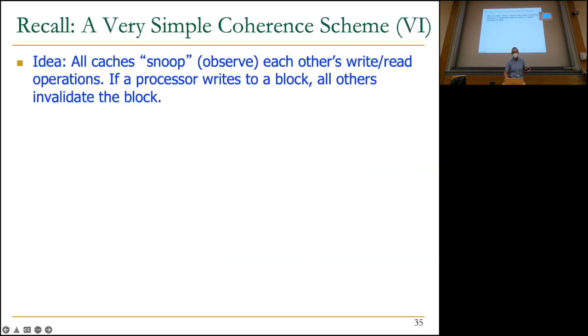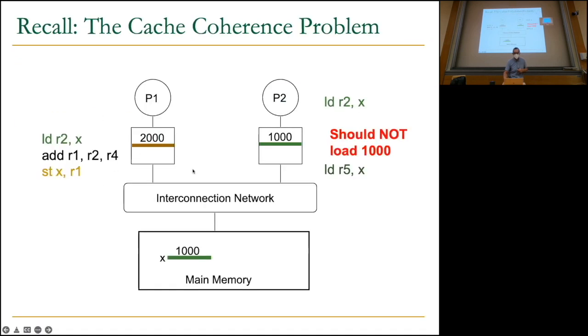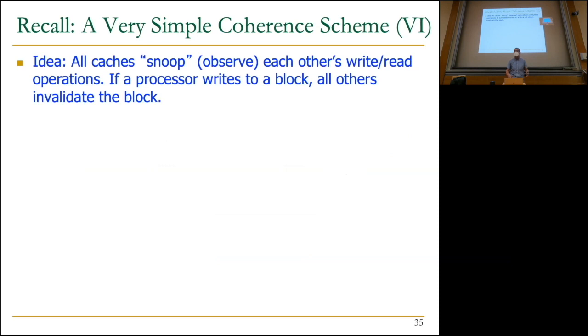One very simple coherence scheme is not implemented in existing processors because it's too simple. There are a lot of downsides to it. But the basic idea is to have all caches somehow observe each other's write and read operations. And if a processor writes to a block, all others invalidate the block. This ensures that no one gets the old copy of a cache block that someone wrote. So it preserves our invariant and it holds the happen-before relationship in a distributed system like this, right?